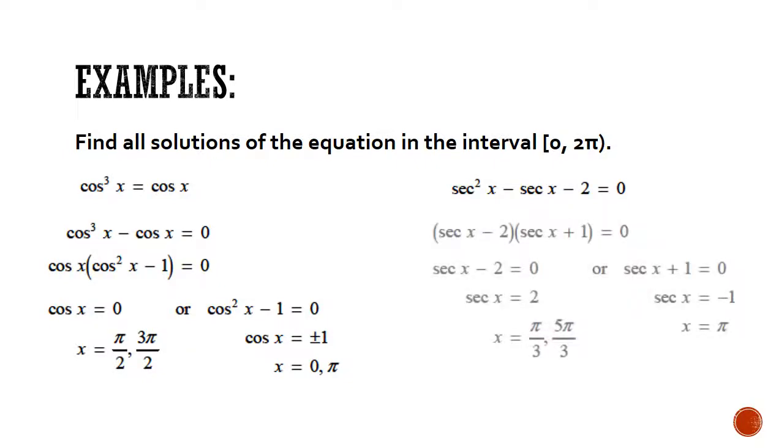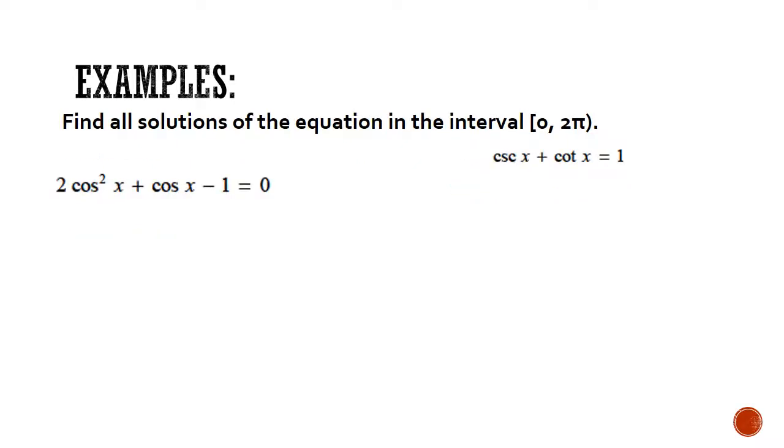For this one, if you treated it like x, it'd factor into x minus 2 times x plus 1, which would be secant x minus 2 times secant x plus 1. Solving for those, we get that the secant of x is 2, which occurs at pi over 3. That's where cosine is 1/2, at pi over 3 and 5 pi over 3. And secant of x equals -1, which happens where cosine is -1, at pi.